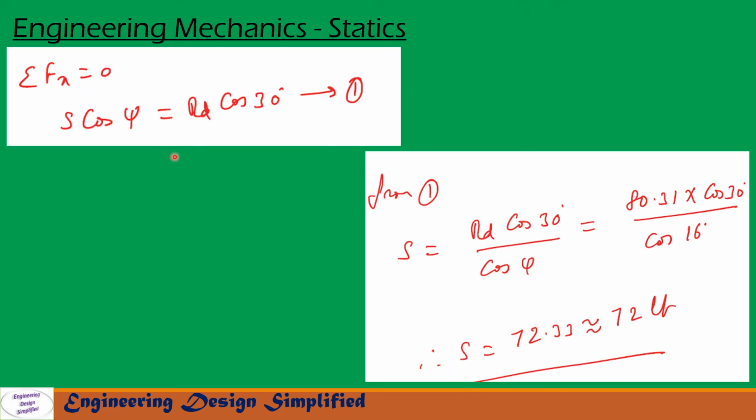From equation 1, that is S cos psi equal to RD cos 30, after substituting all the known values and simplification, we get S equal to 72.33, that is almost equal to 72 lb. So in this problem we have found S, the tension in the string, that is 72 lb, and psi, the angle between the horizontal and the string, is 16 degrees, that we have found in the previous slide.